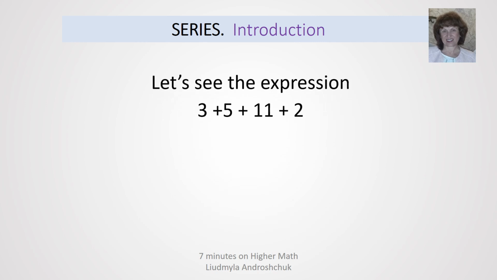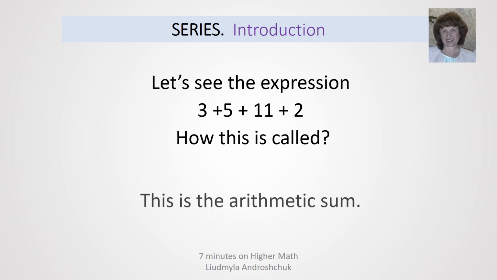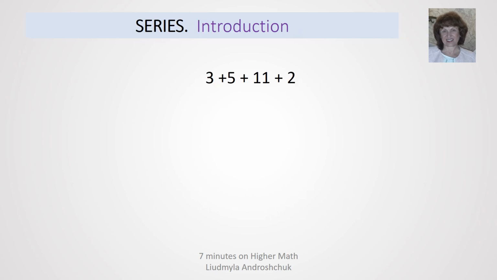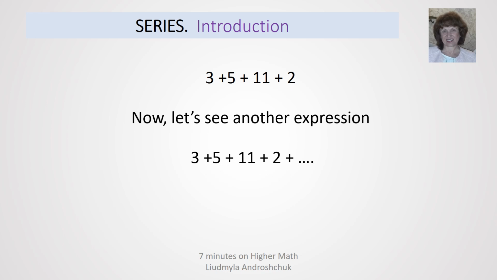Let's see the expression 3 plus 5 plus 11 plus 2. How is it called? Everybody knows that it's an arithmetic sum. Now let's see the other expression: 3 plus 5 plus 11 plus 2 plus etc. What is different between these two expressions? Obviously the second expression is an infinite sum.